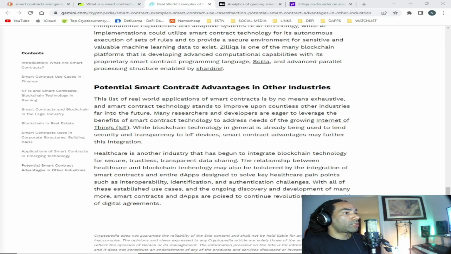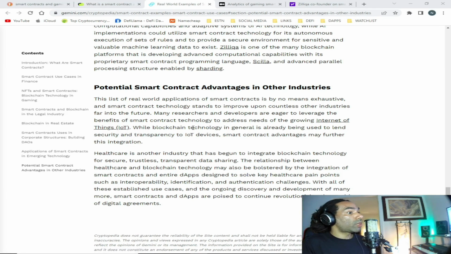Potential smart contract advantages in other industries. This list of real-world applications of smart contracts is by no means exhaustive, and smart contract technology stands to improve upon countless other industries far into the future. Many researchers and developers are eager to leverage the benefits of smart contract technology to address needs of the growing Internet of Things, IoT. I'll do a video on that too, I guess.